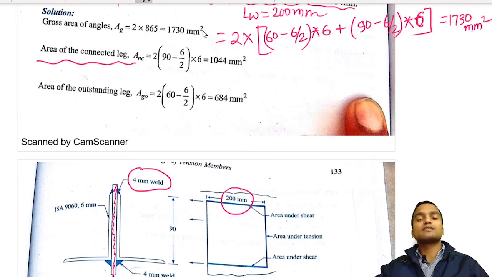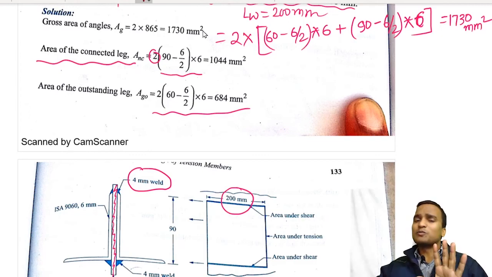The same thing is being done here, and we can see it is multiplied by 2 into (90 minus 6 by 2) into 6. So the same thing is done here, isn't it? In a welded connection, since there are no holes punched or drilled, the net and the gross area both will be the same. So we can equate ANC with AGC, and AGO equal to ANO. And this is being done here.